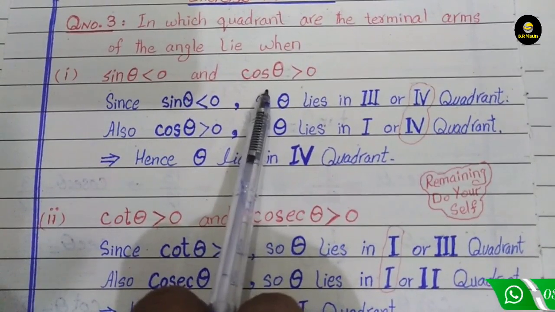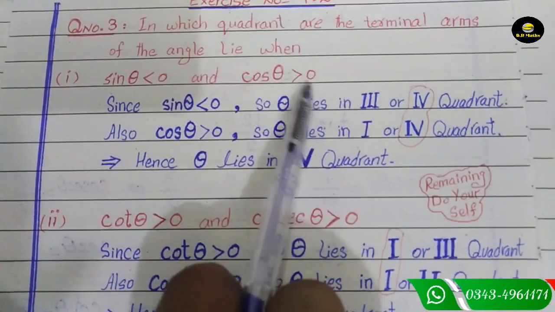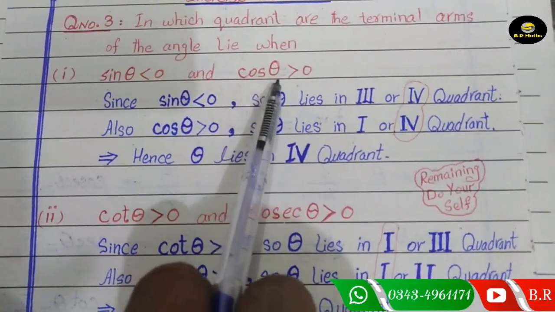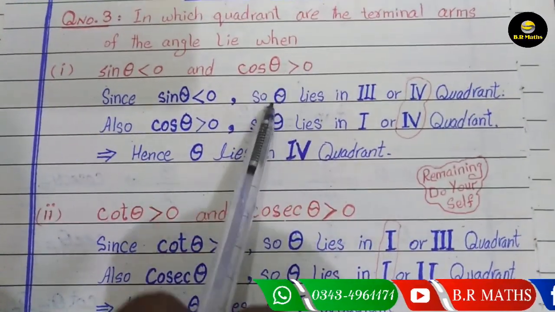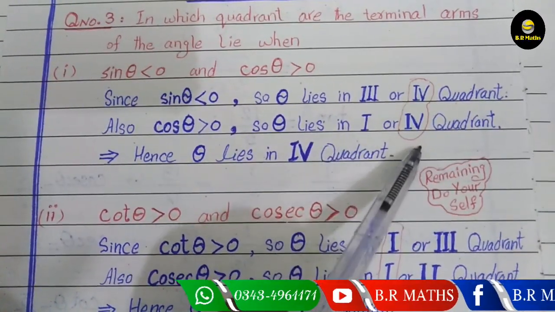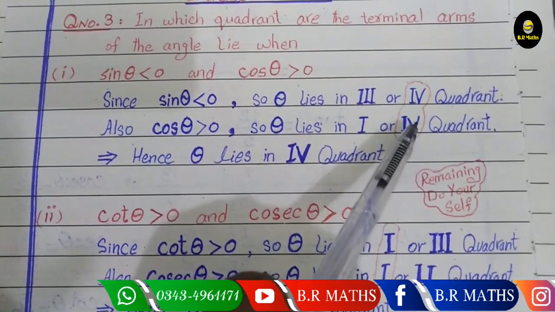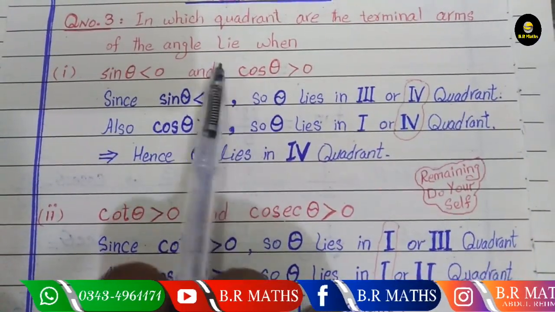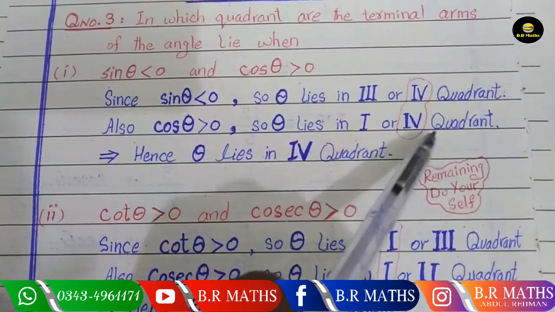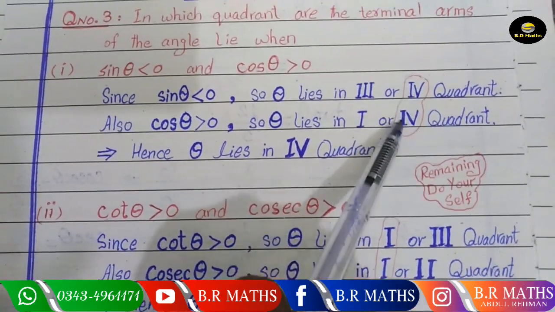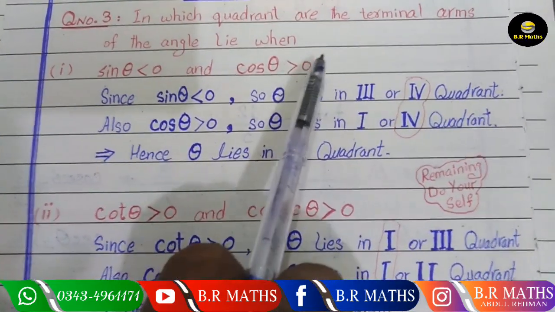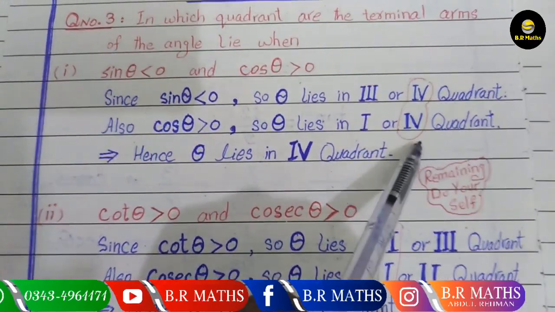And the second condition is cos theta greater than 0, meaning positive, so cos theta is positive in the first and fourth quadrant. So according to both conditions, the fourth quadrant is the common quadrant, so angle theta lies in the fourth quadrant.